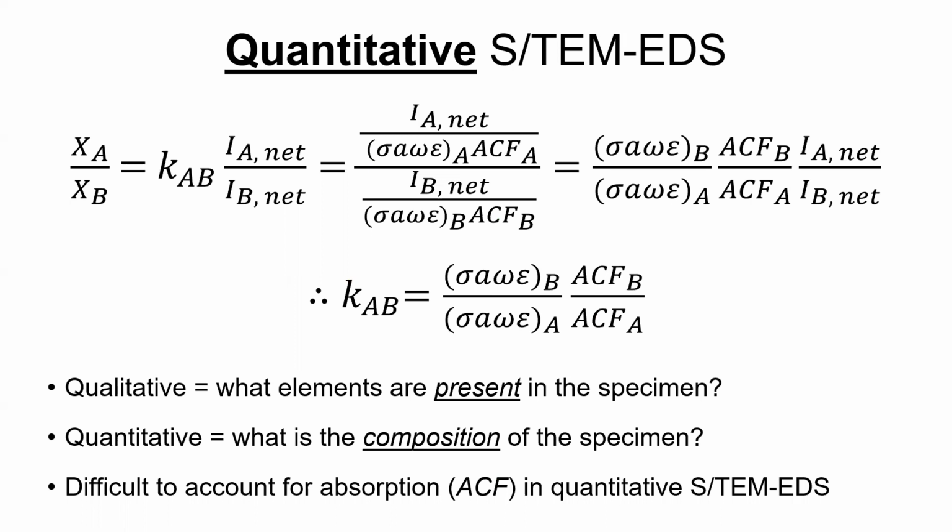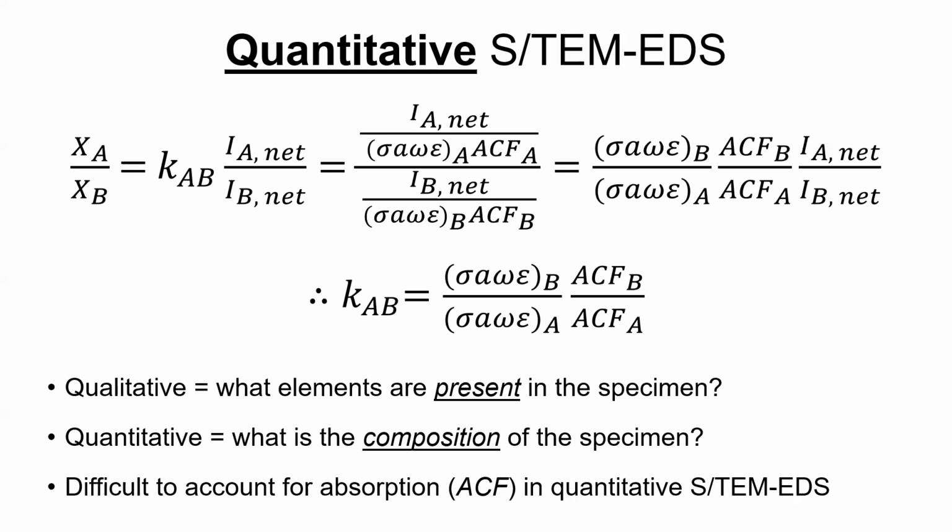Basically, right over here in the upper left, we have this standard equation, which is called the Cliff-Lorimer equation, which says that the atomic fraction ratio of two elements is equal to the ratio of the net counts of element A divided by the net counts of element B, multiplied by a sensitivity factor, KAB. This is the Cliff-Lorimer equation.